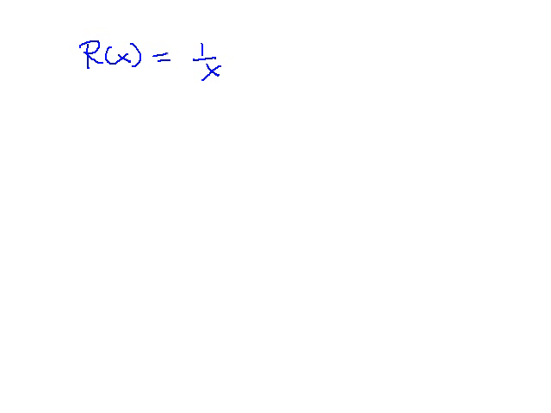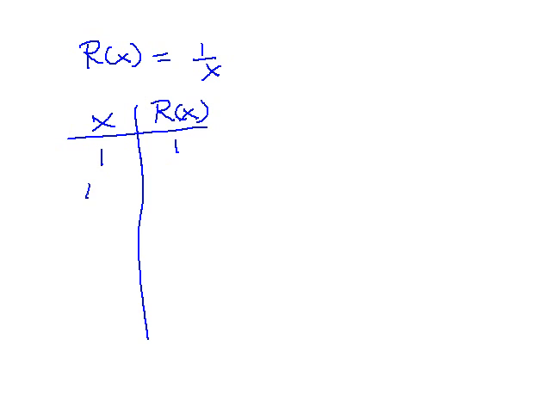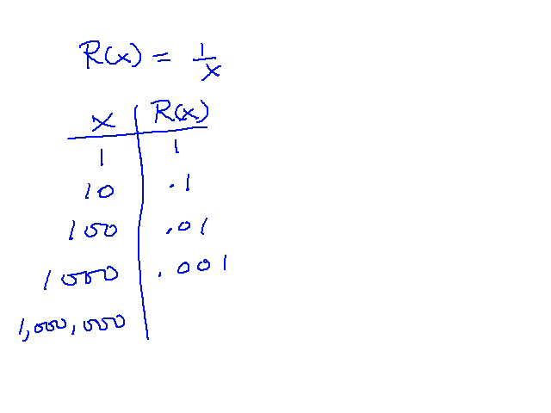And now I'm going to look at all the values as x gets larger and larger. So when x is 1, this function, r of x, just has the value 1. If x is 10, it's 1 over 10, so it's 0.1. If it's 100, it's 0.01. If it's 1,000, it's 0.001. And you could continue like this. Here, let's let it be 1,000,000.